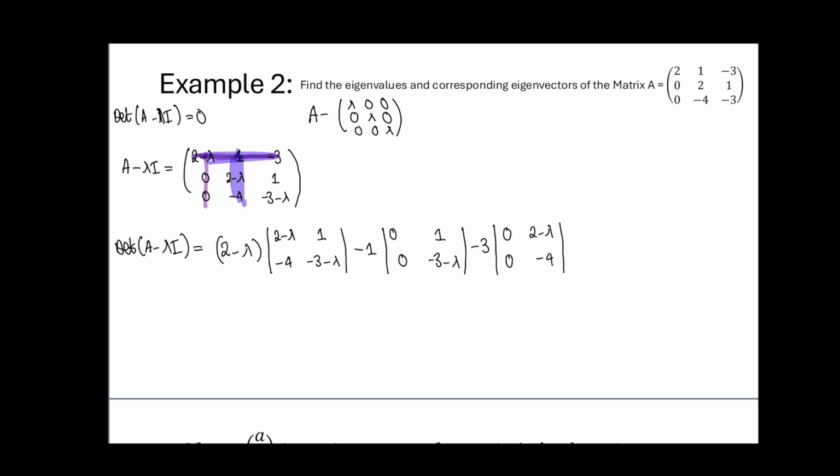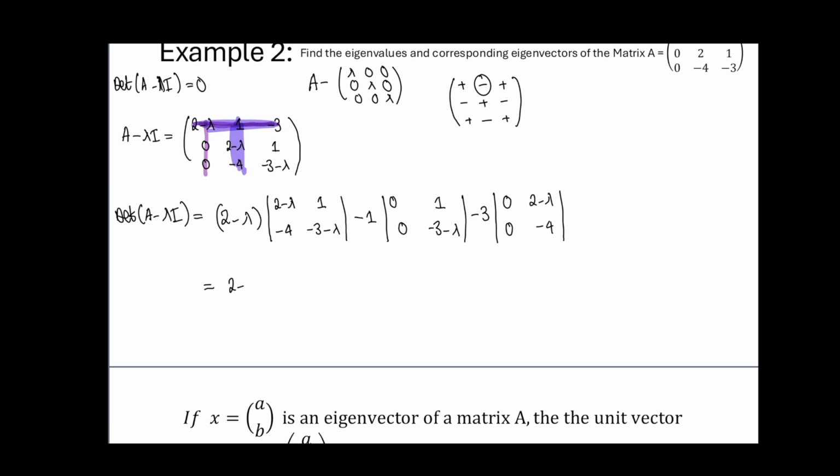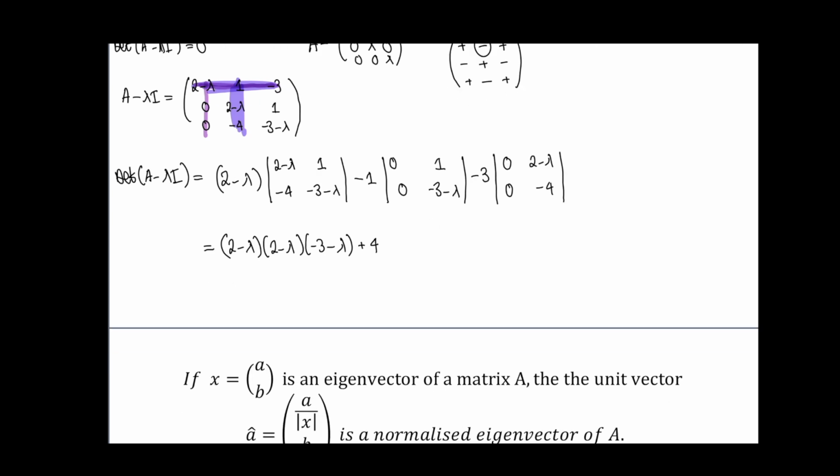Hopefully that makes sense. You might also be wondering why 1 has a negative sign in front of it. That's because the matrix is arranged as plus, minus, plus, minus, plus, minus, plus, minus, plus. So we always do the positive of the first element, then the negative of the second element, and then the positive of the third element, hence why we had that minus 1 there. If we now work this out, we get 2 minus lambda times (2 minus lambda, minus 3 minus lambda, plus 4), because we do minus 4 times 1, which is minus 4, and it's minus minus 4, so positive 4.